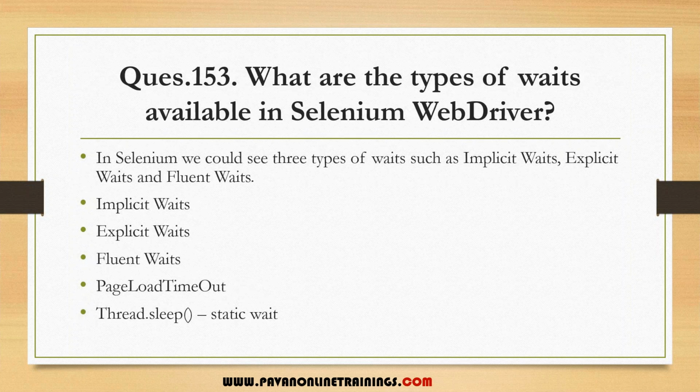Next question. What are the types of waits available in Selenium WebDriver? The wait statements are useful for solving the synchronization problem. Especially we have implicit wait, explicit wait, and fluent wait. Along with these three types of waits, we have page load timeout, and Thread.sleep. Thread.sleep is a static wait. We can specify some milliseconds, and we can pause our code for some time by using Thread.sleep. But most of the time we don't use Thread.sleep in automation, and we prefer to go for implicit wait or explicit wait or fluent wait.